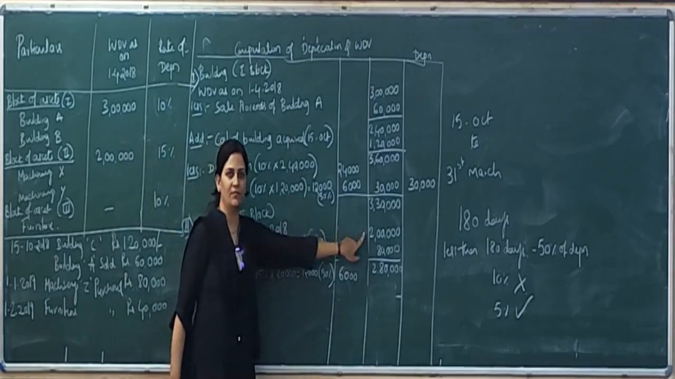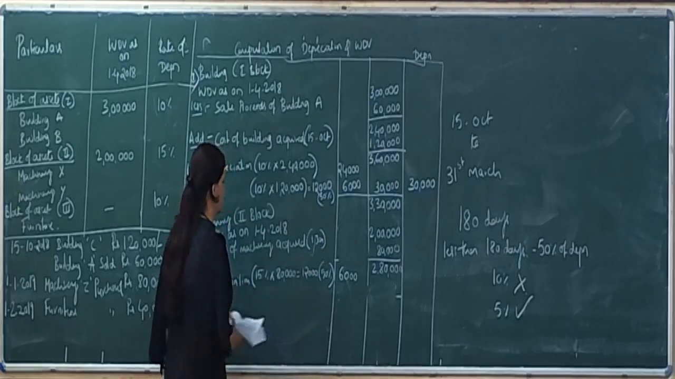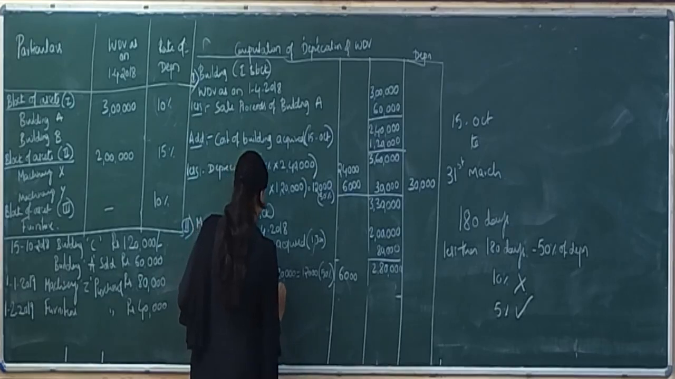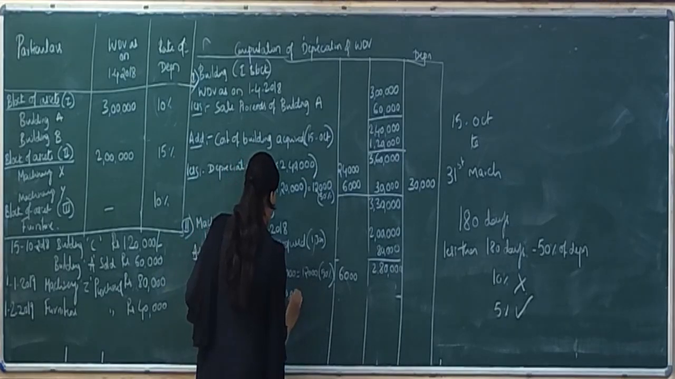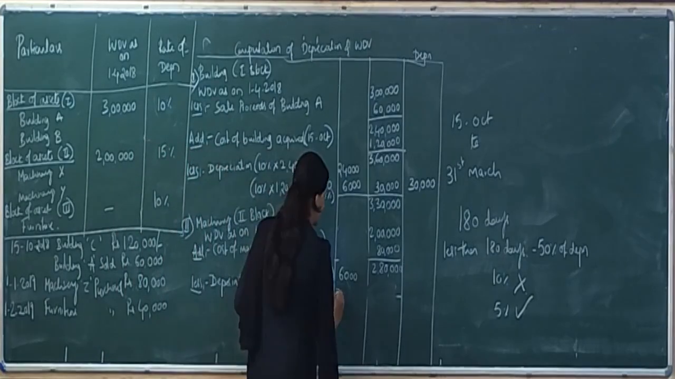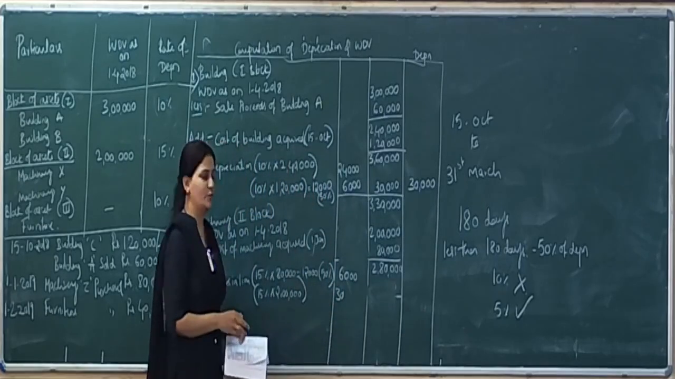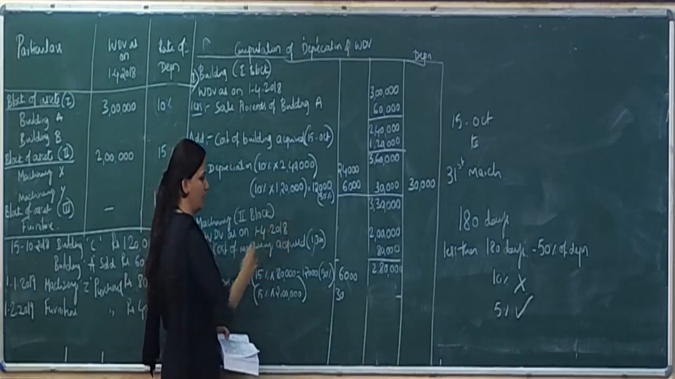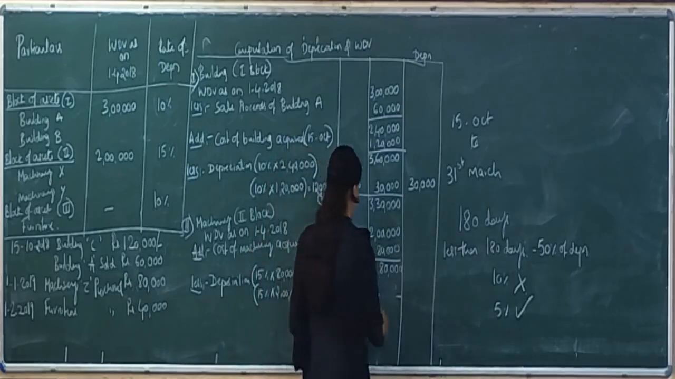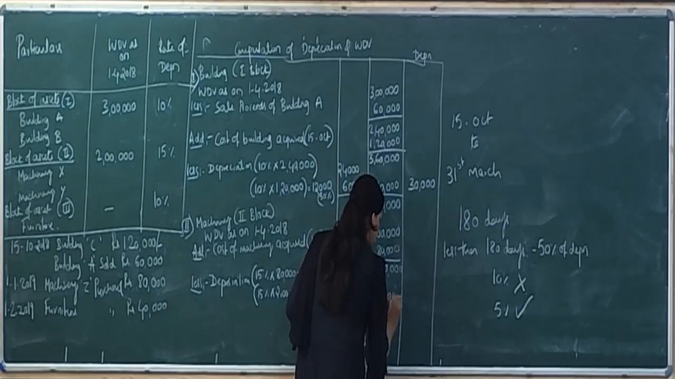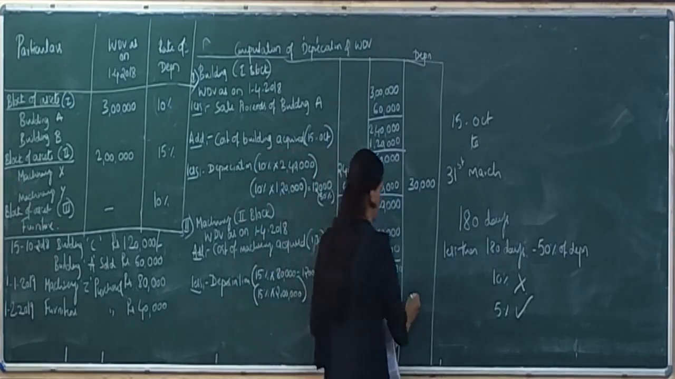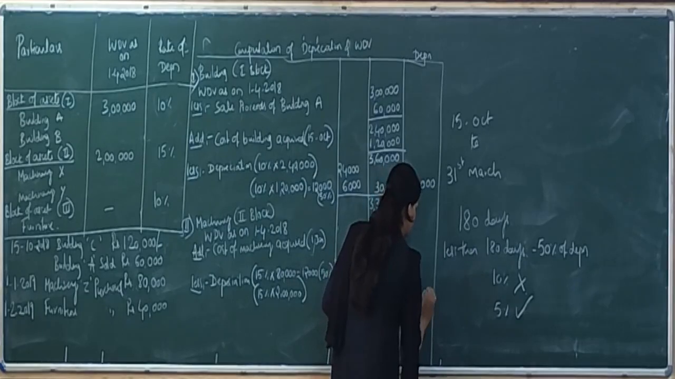Okay, so now as usual on the written down value we have to provide the full depreciation, that is on 2 lakhs. So that comes to 30,000. As it is used for more than 180 days, we are going to provide the entire 15% on this 2 lakhs. So total comes to 36,000. So now this 36,000 is the depreciation amount.